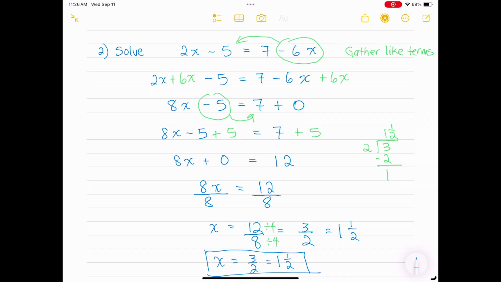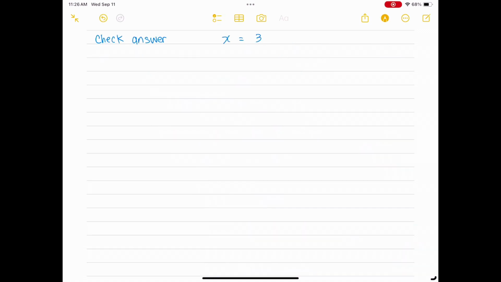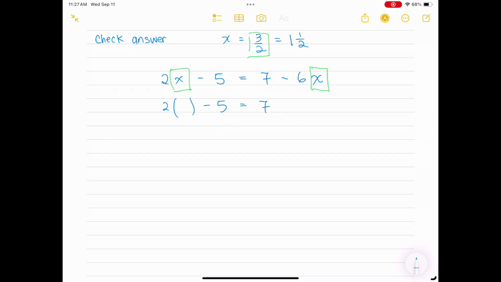Now we check our answer by substituting 3 halves for x in the original equation, 2x minus 5 equals 7 minus 6x. So I rewrite that equation using parentheses for x to show that the numbers in front of x will be multiplying with the solution 3 halves. Then I plug into the parentheses the number 3 halves, which gives me 2 times 3 halves minus 5 equals 7 minus 6 times 3 halves.